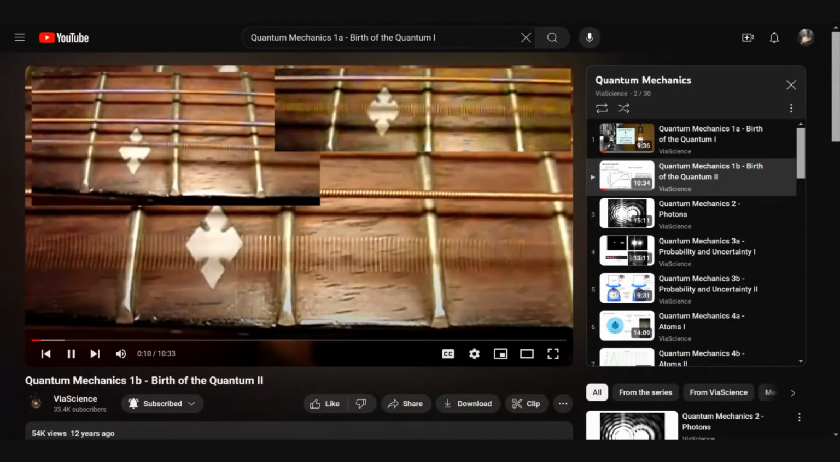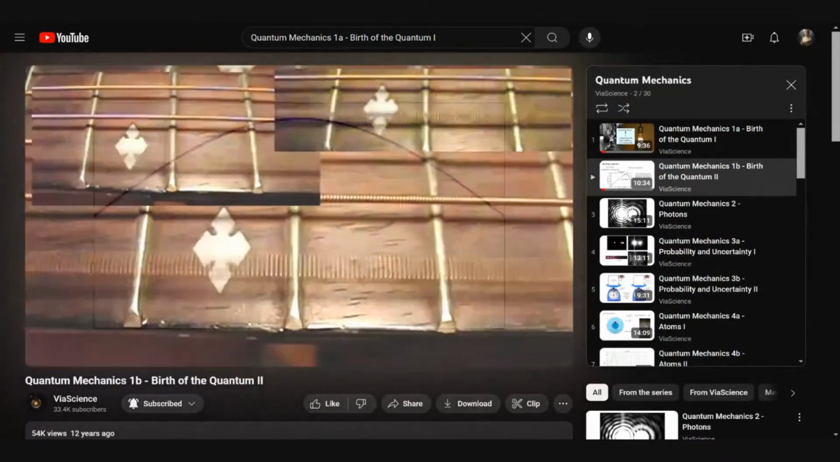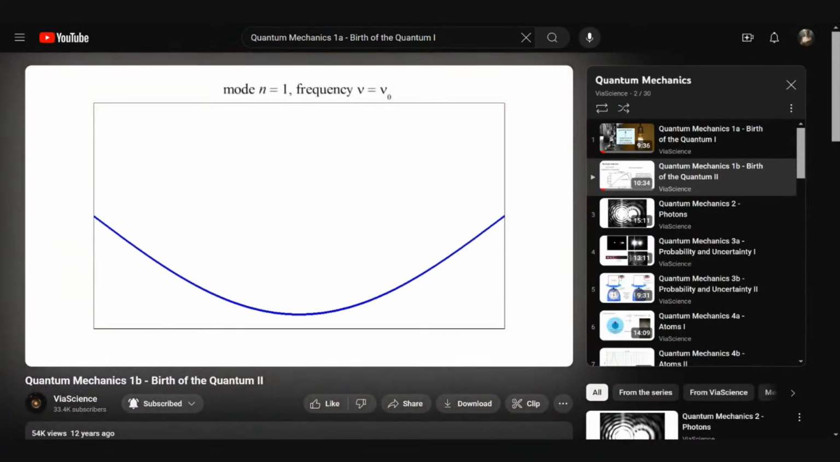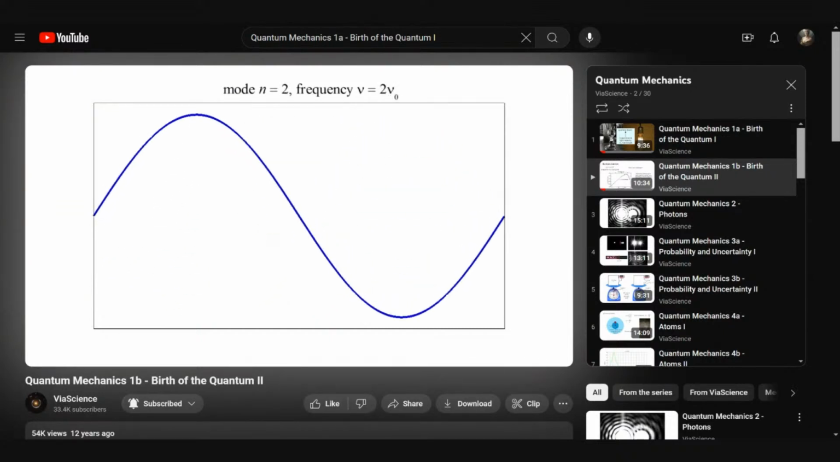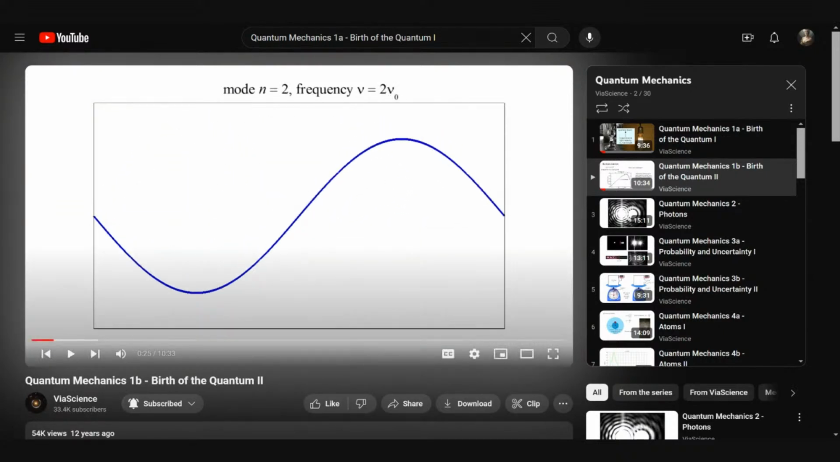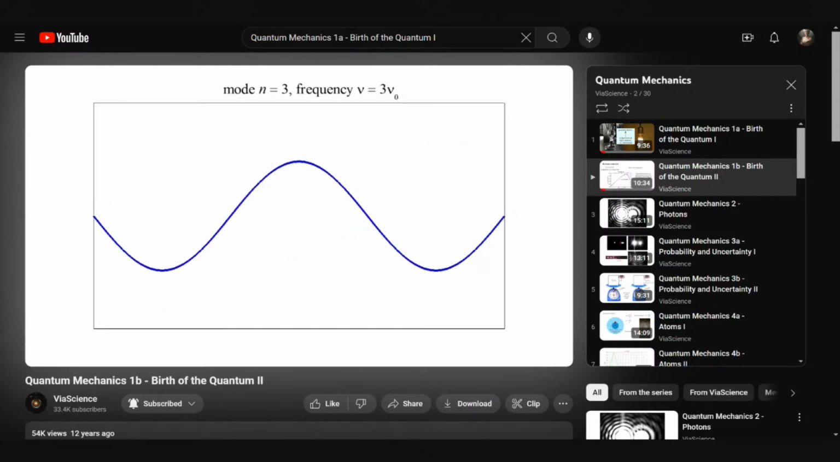First, consider one-dimensional waves, such as a vibrating guitar string. The string is fixed at its two ends and cannot move there. In between, it can oscillate with a single bump at a certain frequency. It can also oscillate with a two-bump shape at twice the single bump frequency. So this is mode n equals 2, frequency nu equals 2 nu naught. Or with a three-bump shape at three times the frequency, and so on.